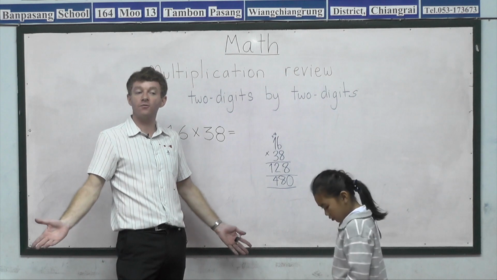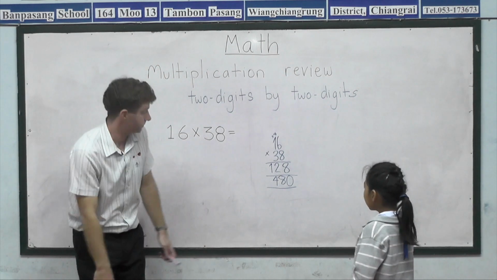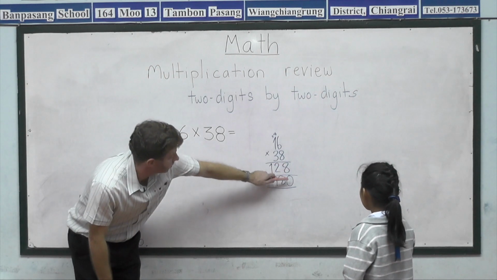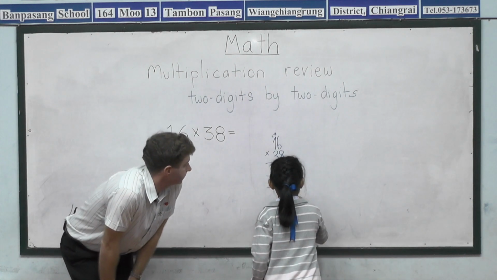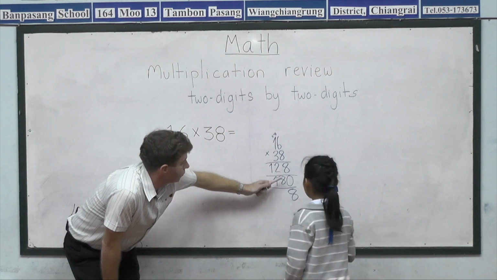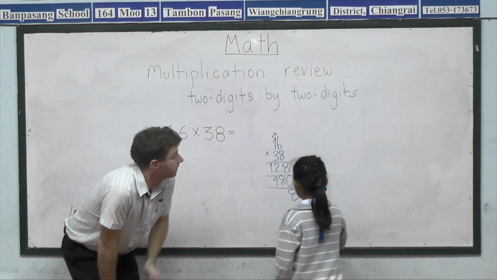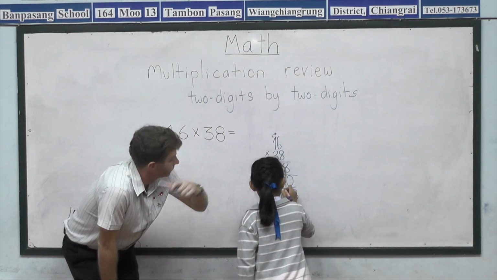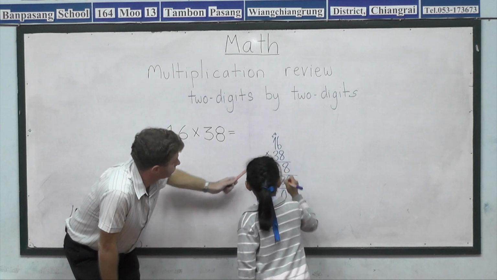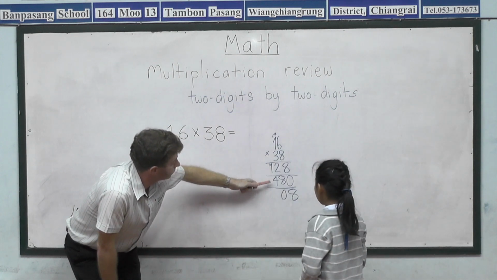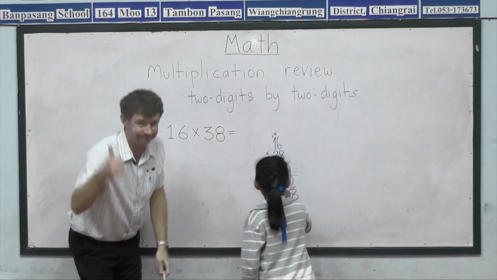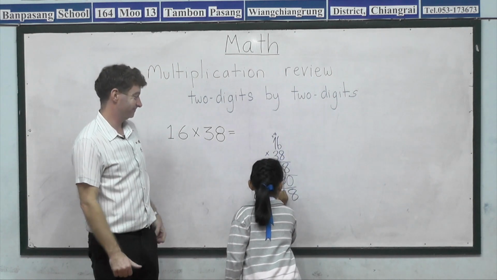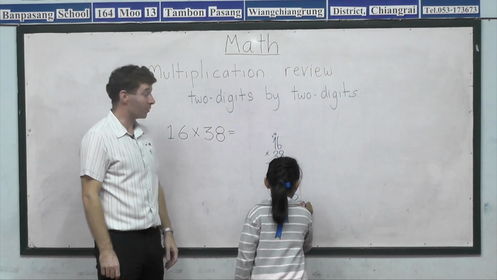Now what do we need to do? Add together. 8 plus 0 equals 8. 2 plus 8. So we write 0. So 4 plus 1 equals 5 plus 1 equals 6. Perfect. So are we ready?